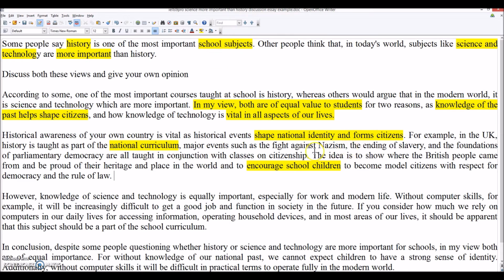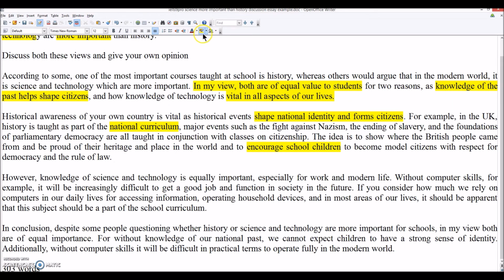In school, Nazism, ending of slavery, and the foundations of parliamentary democracy are all taught, again in conjunction with classes on citizenship. So you can see there's all these key words here again. So history in school, why is it important? Because it shapes national identity, etc. Okay, so the opposite view, though my own view is they are of equal importance, science and technology are more important. So let me get my little pen out.